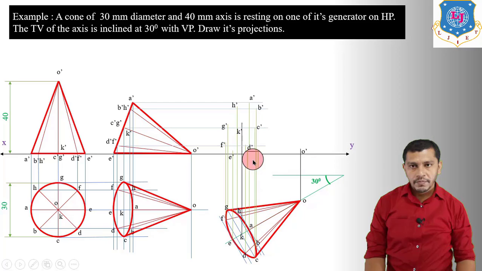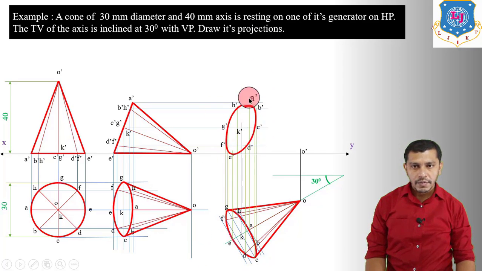Now draw the projections, mark all the points. This will be O dash, this will be A dash, B dash, C dash, D dash, E dash, F dash and G dash. So mark all the points, and here again the base is going to be visible in the front view because right now base is nearer to the observer, and the faces which are nearer to the observer are going to be visible in the front view.